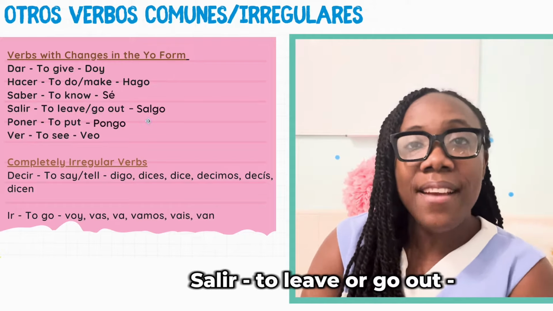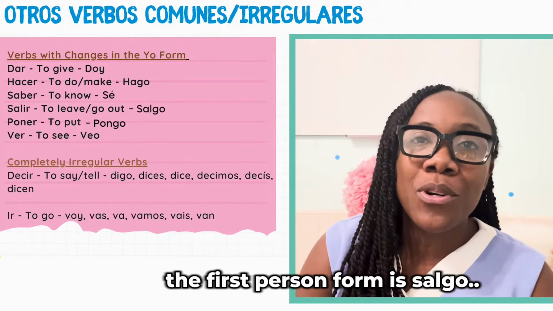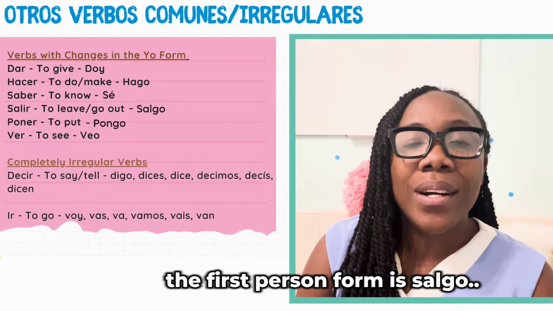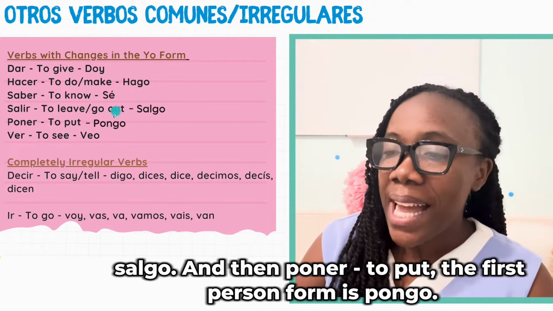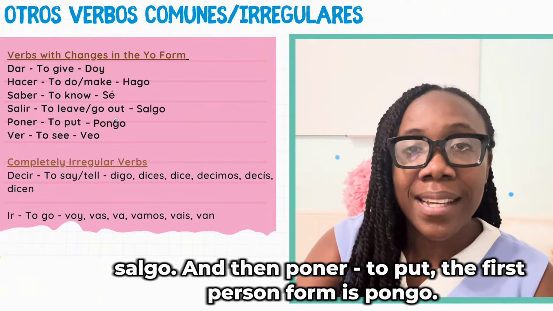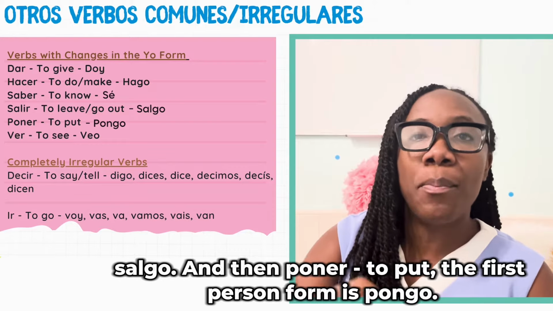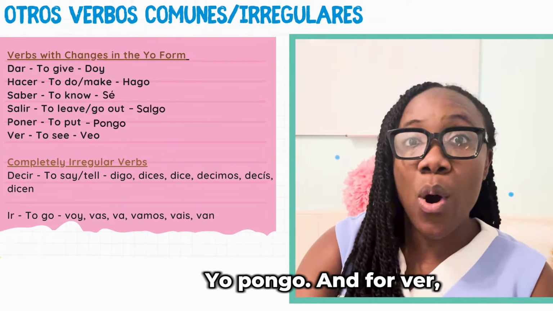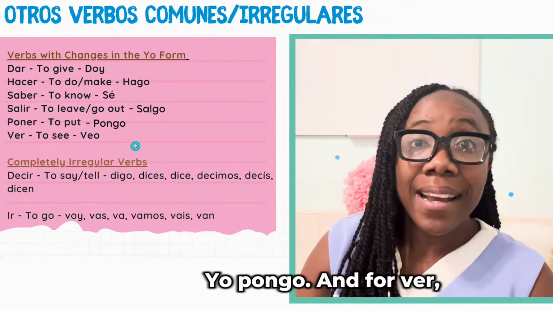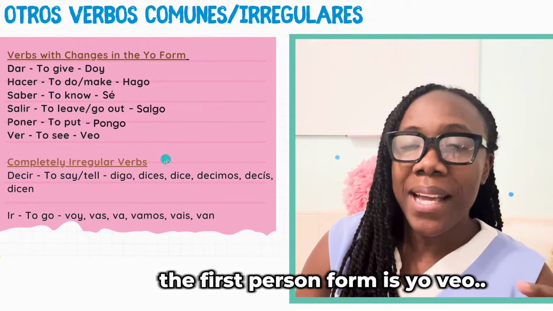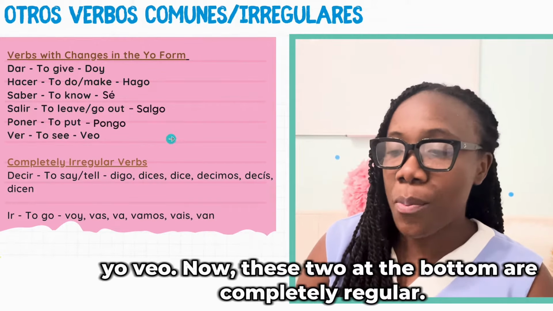Salir, to leave or go out, the first person form is salgo, salgo. And then poner, to put, the first person form is pongo, yo pongo. And for ver, the first person form is yo veo, yo veo.